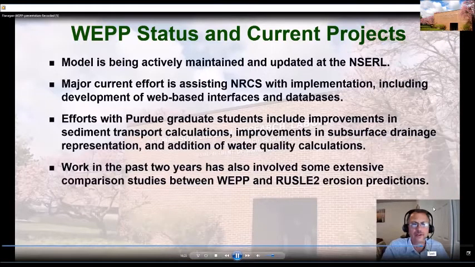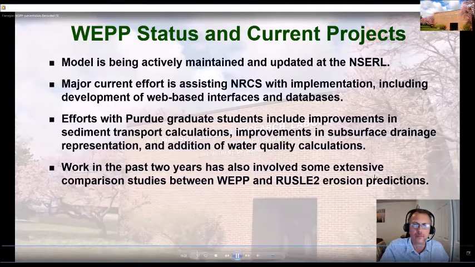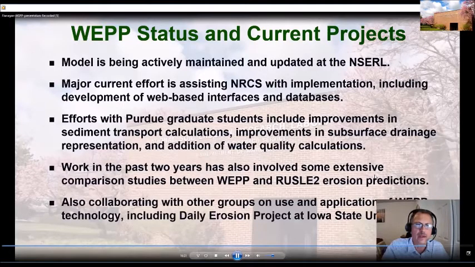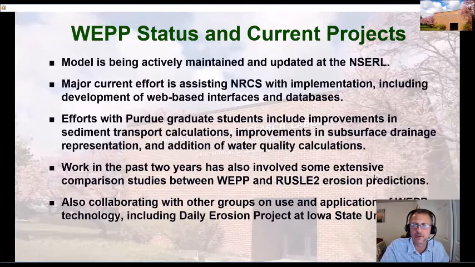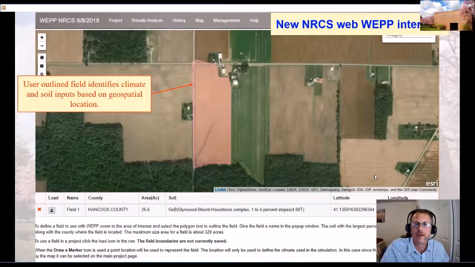Work in the past 2 years has also involved some extensive comparison studies between WEPP and RUSLE2 erosion predictions. And we're also collaborating with other groups on use and application of WEPP technology, including the Daily Erosion Project at Iowa State University. Just some screenshots.